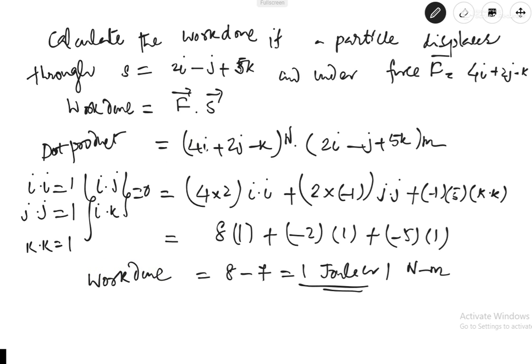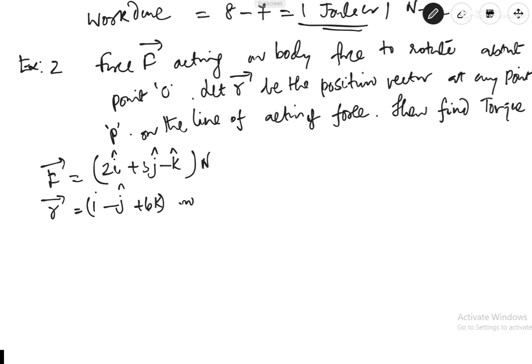Right. We'll see the next example. It is given that there is a force acting on a body to rotate about a point O. Let R be the position vector of any point P on the line of action of the force. Then what is the torque? So it is something like this. In a coordinate axis, this is O, and this is the position vector to point P, R. And there is a force acting at this point.